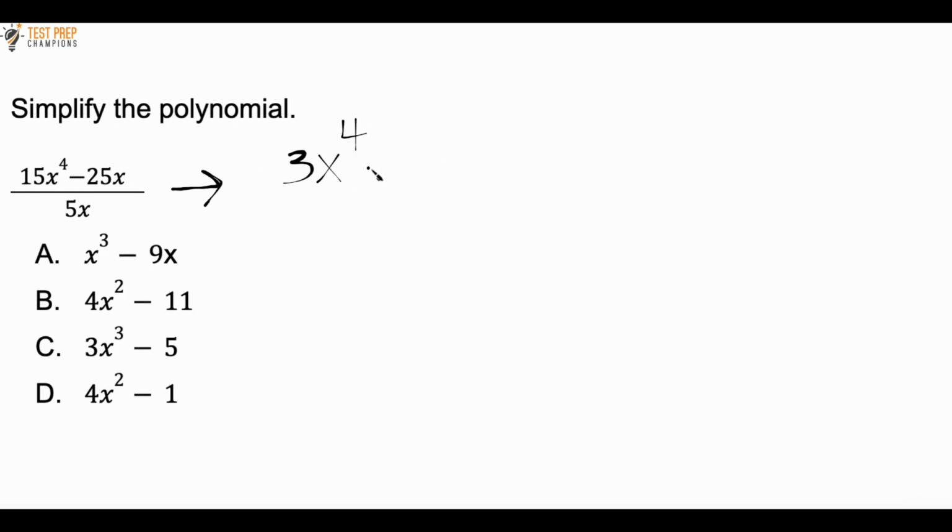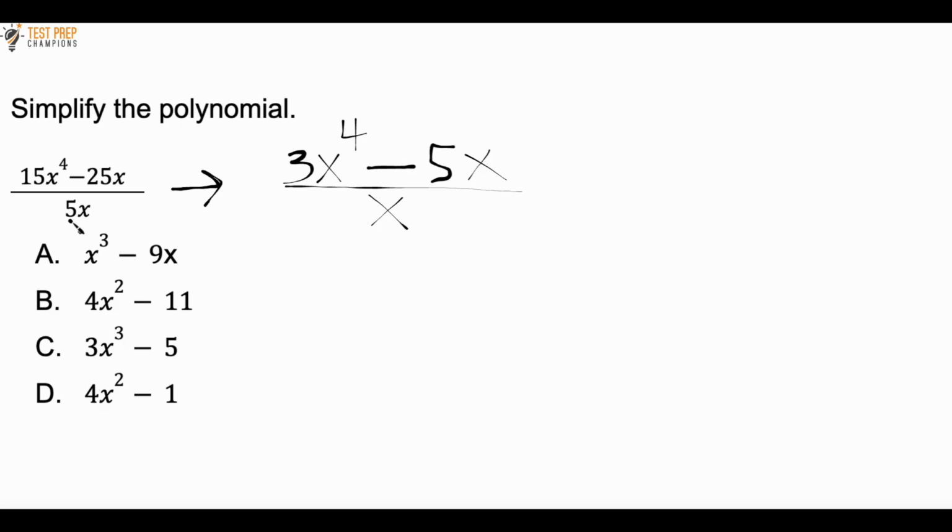Now I'm going to do the same thing with minus 25x here. So what is 25 divided by 5? 25 divided by 5 is 5, and I'm just going to leave the x where it was. Now down here, if I do 5 divided by 5, I get 1. And I'm just going to leave the x alone. So if I just divide 15, 25, and 5 by 5, I get 3 times x to the power of 4 minus 5x divided by x.